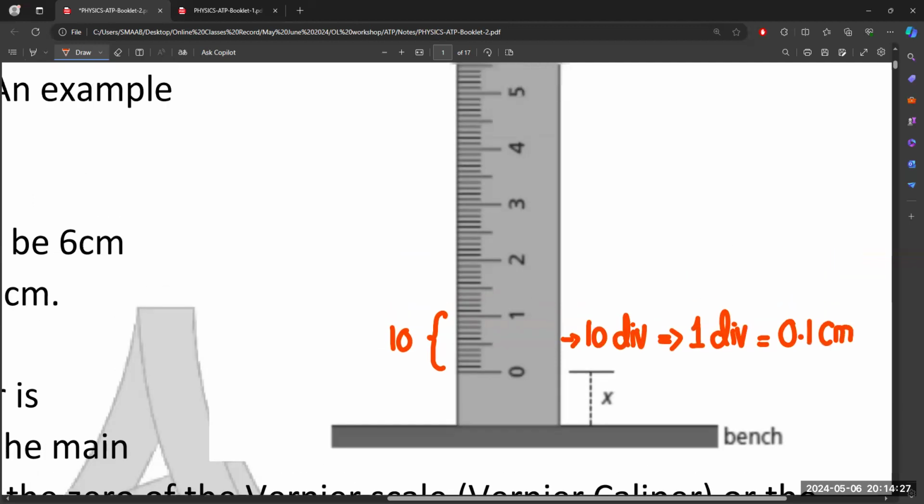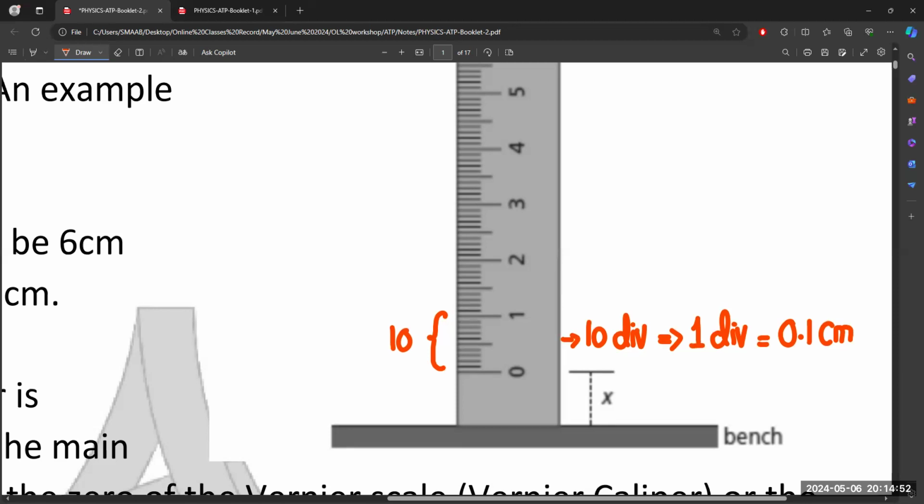But let's suppose they ask from this ruler how to read or find out the reading. So you know the minimum value we can record from this ruler is 0.1. So either your value is 1.1, 1.2, 1.3, like this. It will not be like 1.21, 1.34. This is not possible, right? Because there are no such divisions marked on the ruler, right?